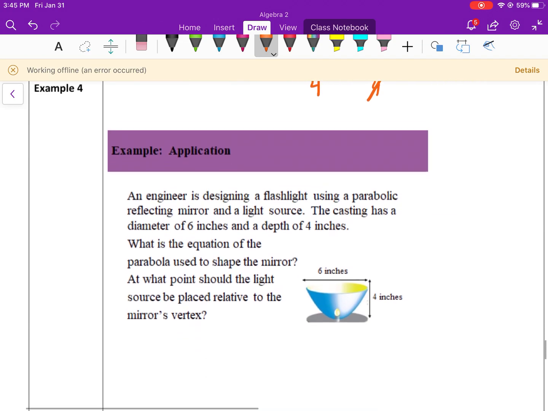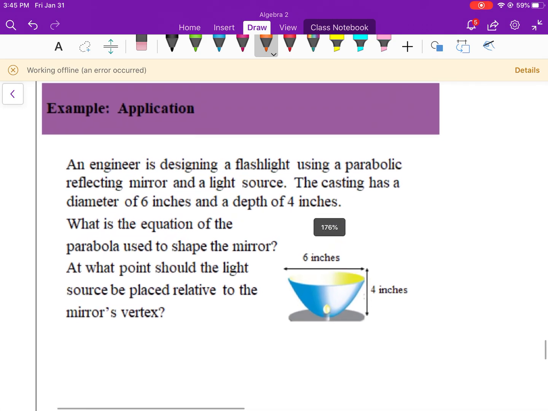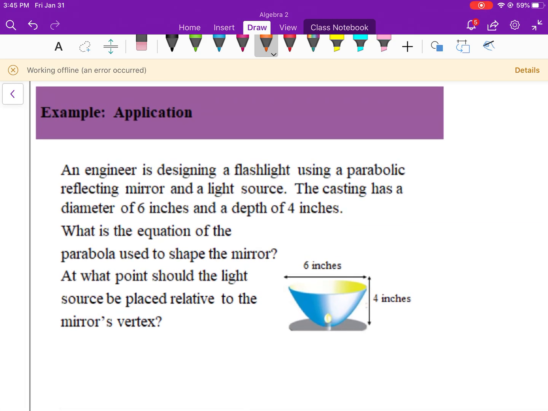Okay, an engineer is designing a flashlight using a parabolic reflecting mirror and a light source. The casting has a diameter of 6 inches and a depth of 4 inches. What is the equation of the parabola used to shape the mirror, and at what point should the light source be placed relative to the mirror's vertex?